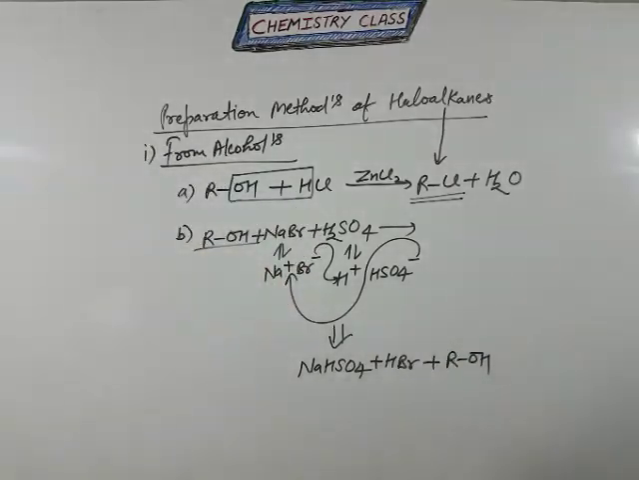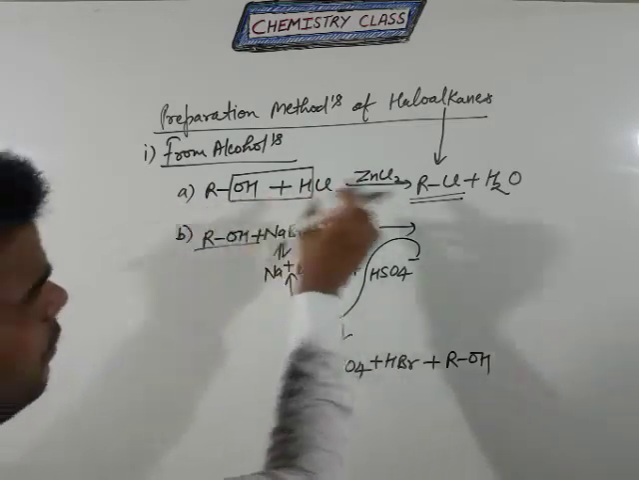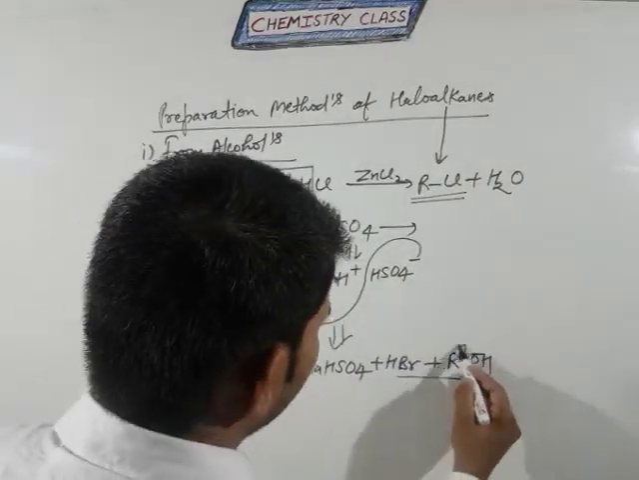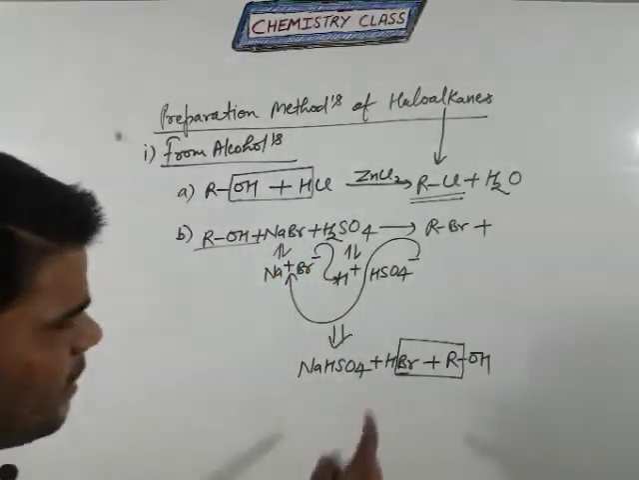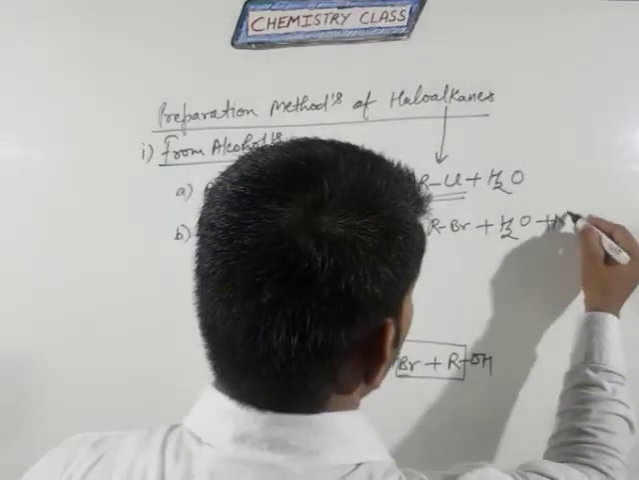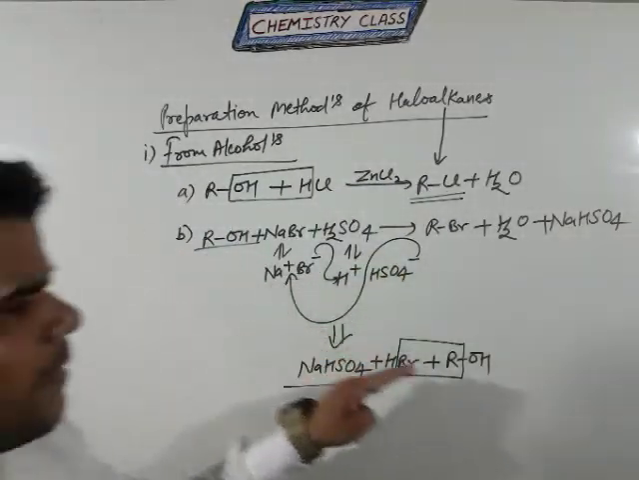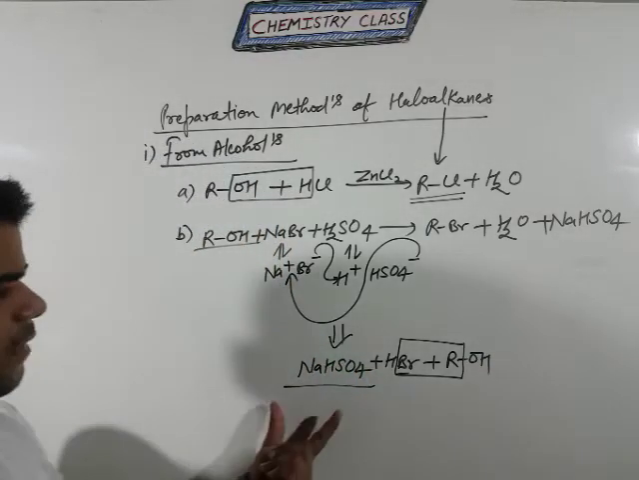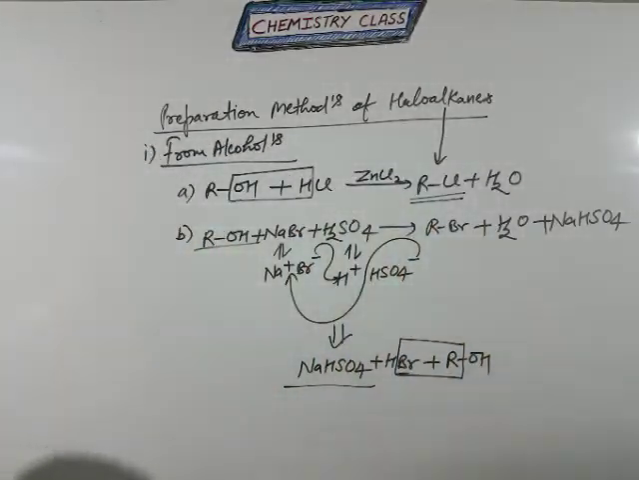Clear? In the first reaction we used HCl with the alcohol, so we got RCl. If we use HBr, then we get RBr plus H2O, and NaHSO4 is there. So in this equation you learn this type of concept. First you break into cation and anion, then you get the byproduct, and finally you get the main product of this reaction.